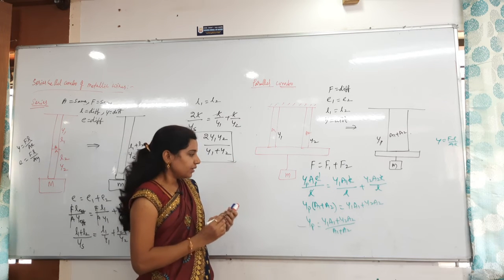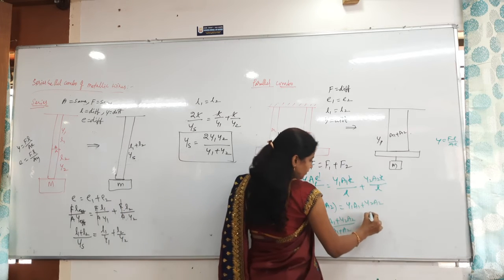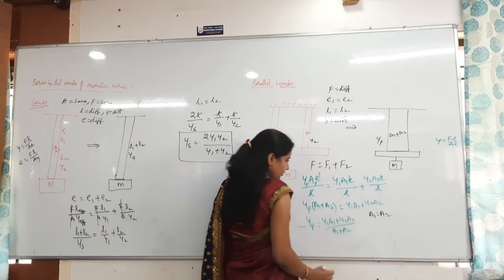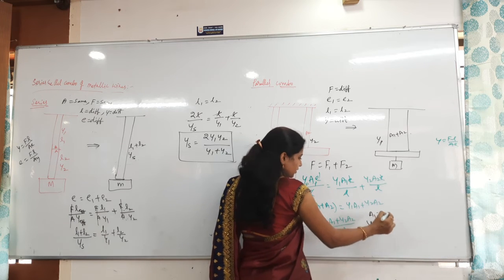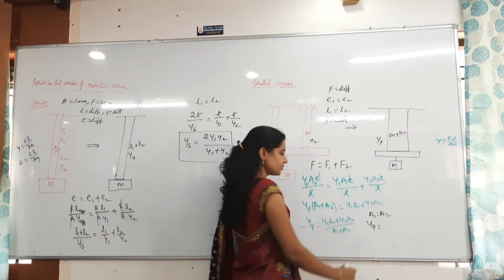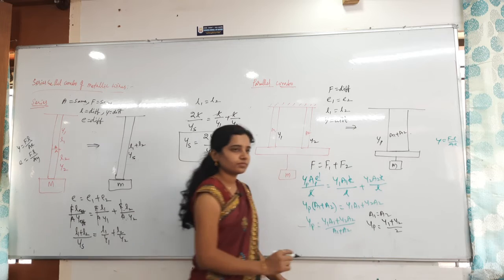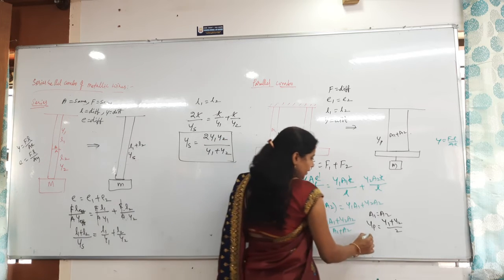If I say A1 is equal to A2, the areas are the same, then Y parallel is equal to Y1 plus Y2 by 2. So Y parallel is equal to (Y1 plus Y2) by 2. That's it. That's the final answer for the parallel combination.